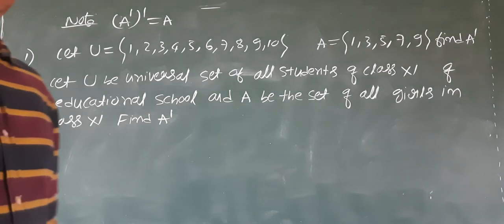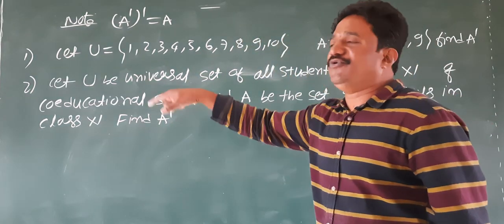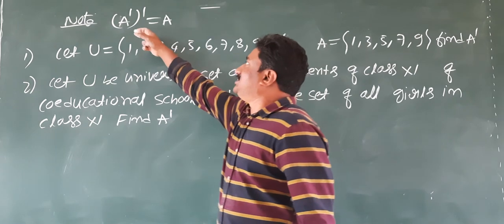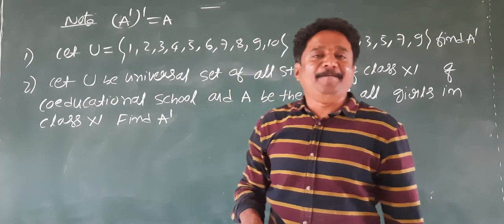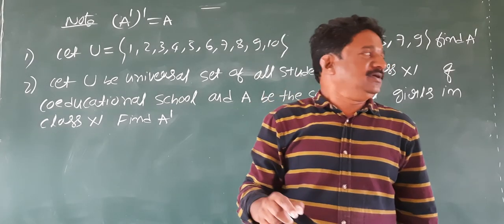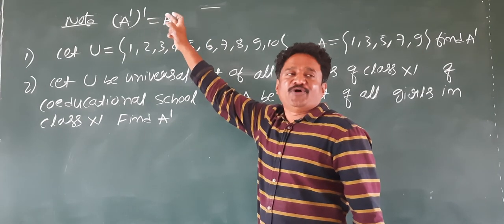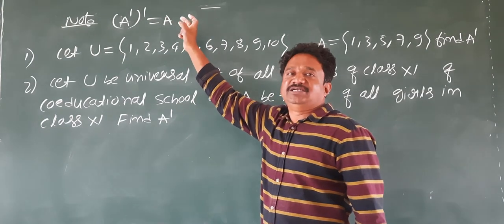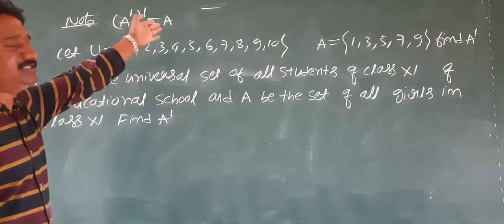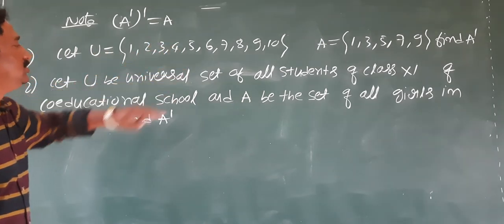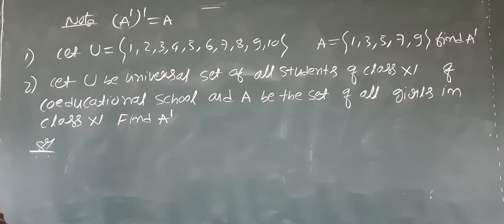Students, let us solve these two simple questions. Before going for that, observe this: A dash dash is equal to A. Complement of complement is nothing but the set itself, right? Look at this, students. Complement of complement is the set itself. Now let us solve this question. Solution.